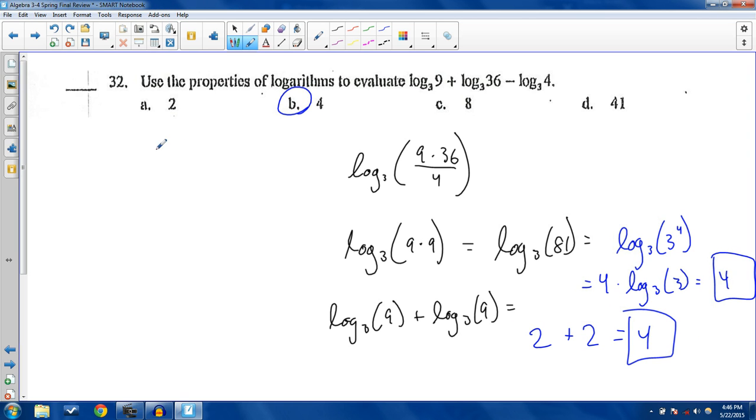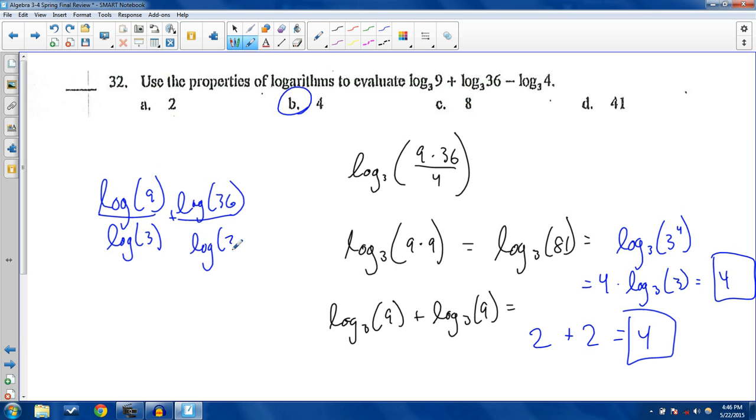Logs, you could just use any property of your liking, as long as it's a correct one and it helps you solve the problem. You could have done it in the calculator, and if you did, you would have done log of 9 over log of 3 if you truly didn't know what it was, plus log of 36 over log of 3, minus log of 4 over log of 3. I don't think this really is the way they're asking you to do it. But, as I said, that is one of the truths. You would still get 4. Strange enough, as some of these decimals will appear, you'll still get 4.